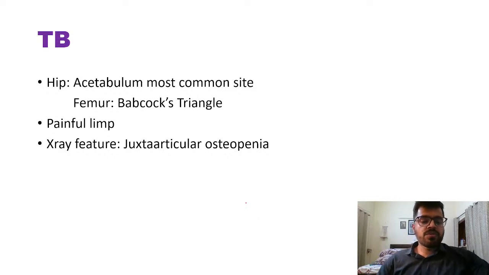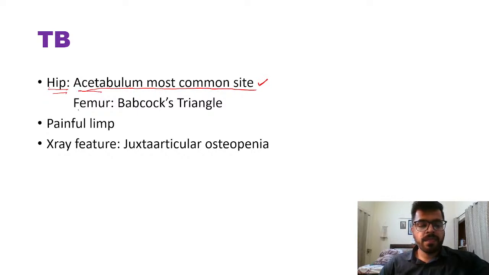So now we are going to discuss TB of the hip joint. Acetabulum is the most commonly affected site. In the femur, Babcock's triangle is the most commonly affected site.